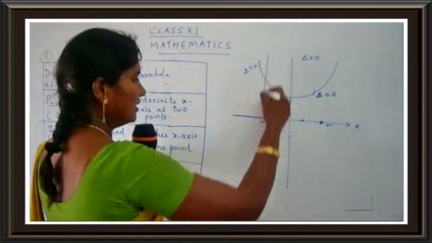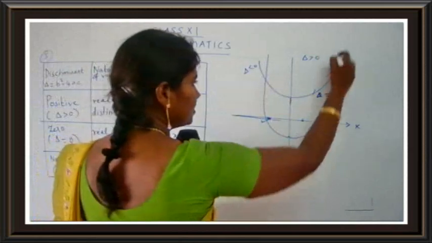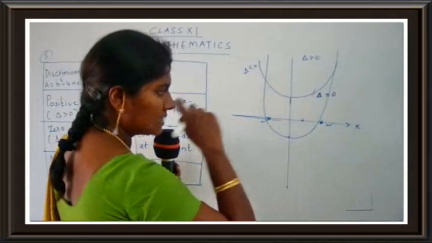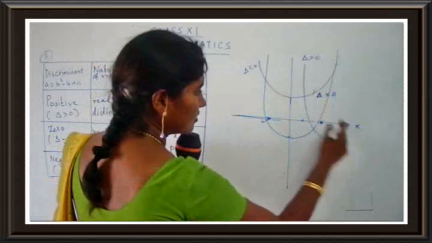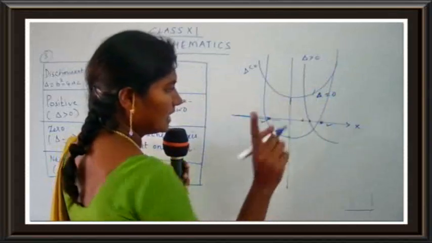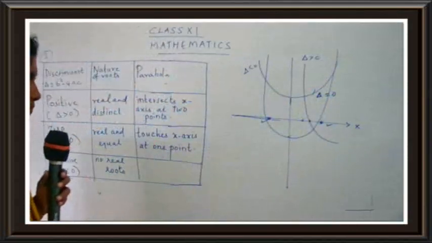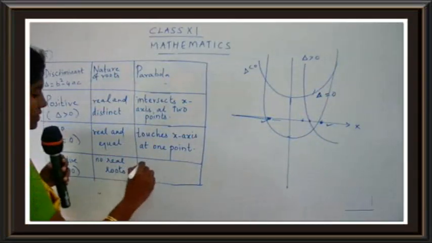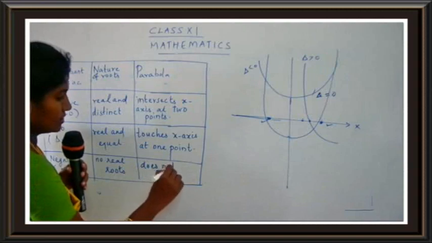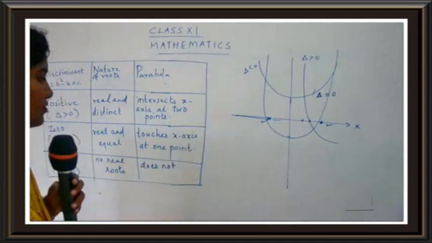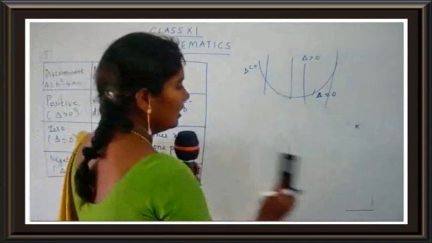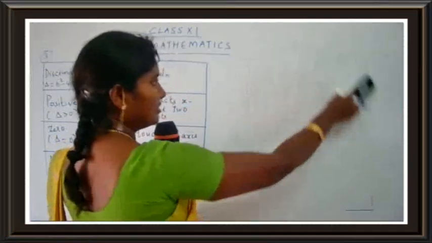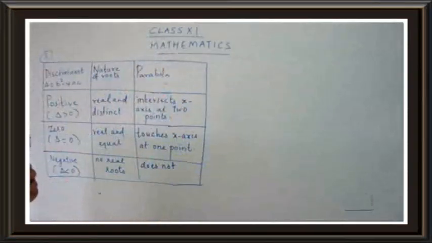So when it was greater than 0, you will be having the axis which is touching, and here it touches at only 1 point. Somewhat it will be like this, children. It will be not touching, only it will touch at 1 point. Does not meet x-axis. This is just for your understanding. We will be having points, and with the help of the points we can come to know how the parabola is going to be. Yes. So just keep this in your mind.